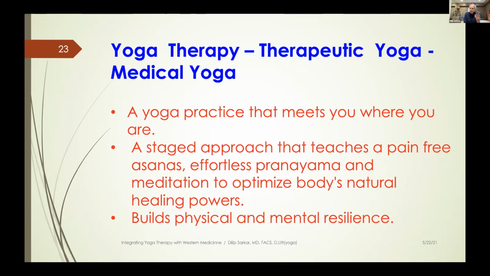You'll see every posture has different body alignment. It is a practice that meets you where you are. A staged approach that teaches, that's what we taught this morning: how do you start sitting in a chair, keeping your spine straight, eyes closed, incorporating your breath, incorporating your mudras, which we'll do today. It's pain-free. The moment you have a pain, it is not therapeutic yoga. Effortless pranayama. Effortless pranayama means you are doing pranayama in stages, and the impossible becomes possible, as if it's normal breathing. There is no effort in it. It builds physical and mental resilience. Basically, it unblocks your body's own healing power.